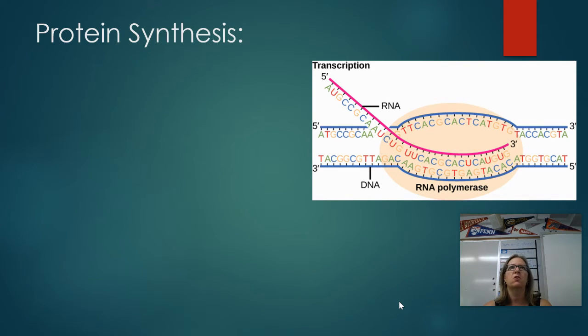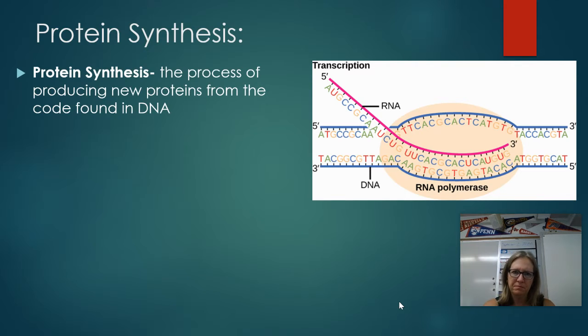The second step is called translation. When you translate something, you interpret it and change it into something else. You almost like decode it, okay, which is exactly what's happening. So we'll talk about both of those steps pretty detailed here. The overall idea of protein synthesis is just that new proteins are being made. To synthesize something means to make it. And they're being made from that code found within those strings of letters of the DNA, okay?